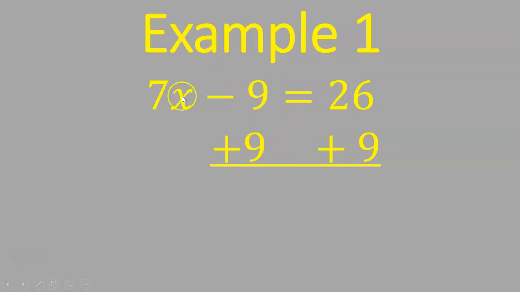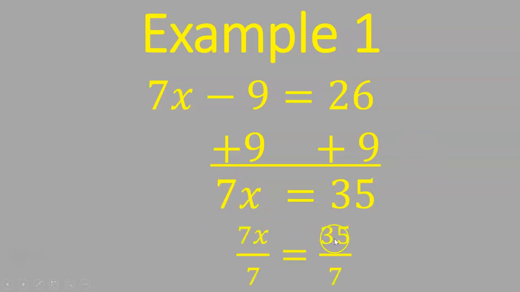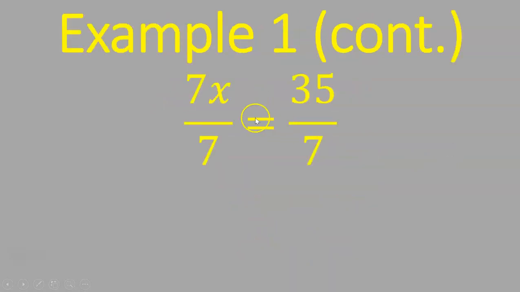And generally, you want to get rid of the thing farthest from the x first. So negative 9 plus 9 is 0. 26 plus 9 is 35. So I don't bother writing the 0. And I've successfully got rid of the 9. Now I want to get rid of the 7, so I do the opposite operation. 7 times x, well, the opposite of that will be divided by. So I'm going to divide both sides by 7. And note that whatever I do to one side of the equation, you've already learned you must do to the other. So I divide by 7 on both sides. 7 divided by 7 is 1, but it's not necessary to write the 1 here because 1 times x is just x. 35 divided by 7 is 5. So that 5 is the value of the variable that makes the equation true, x equals 5.